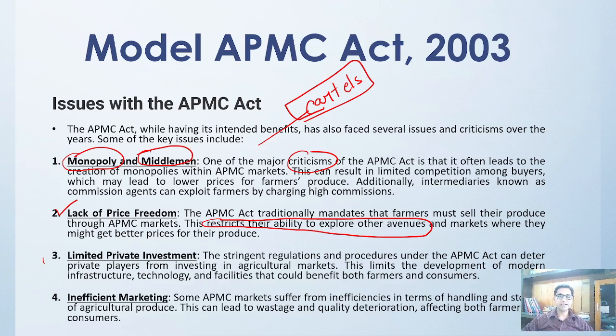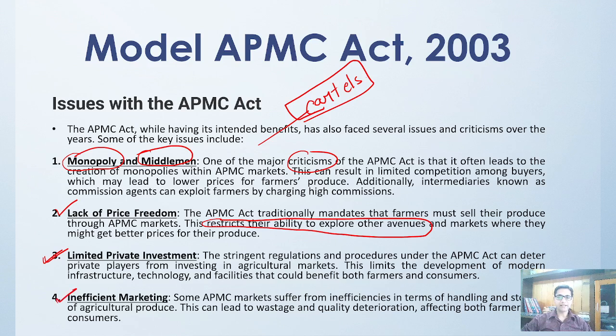Then limited private investment, since it is wholly a government-controlled entity. Because of the APMC law, it deters private players from investing in the agriculture market, because even if they invest there, the control will be with the government only. It demoralizes private people from investing, because they want to enhance the technologies and provide the farmers and consumers with better facilities, but because of the stringency of the law they are not able to do that.